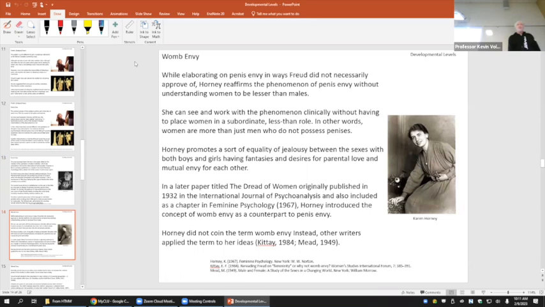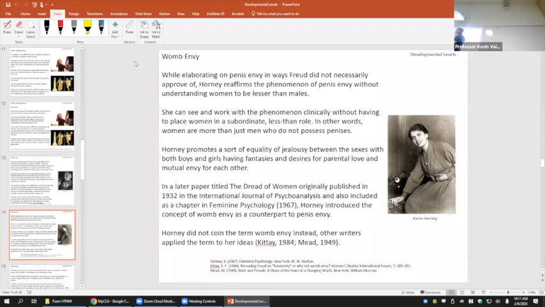And this brings us to this idea of womb envy. So let's be fair here, right? We talk about penis envy, or little girls wanting to have a penis. Wait a minute, maybe little boys want to have a baby. Let's flip this around a little bit, right? So Karen Horney is the one who came up with this idea, though she did not label it as such. She saw and worked with this clinically, and this is something she noticed among her patients. In other words, she's treating women as more than just men who do not possess penises.